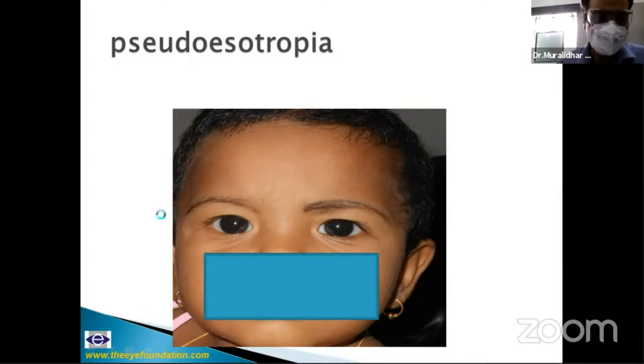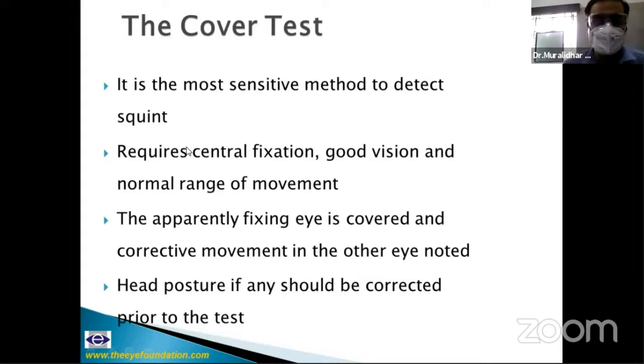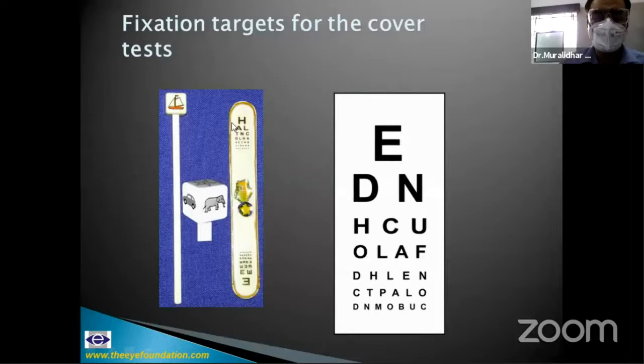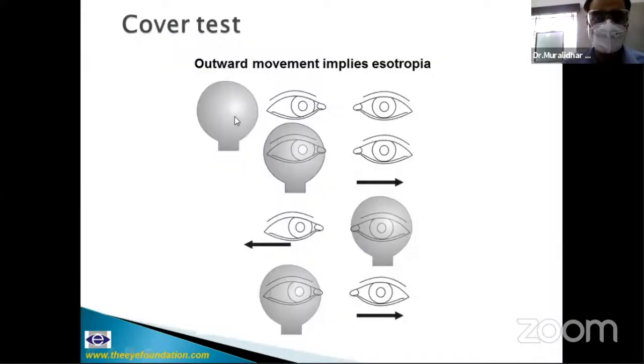So all this we need to teach our residents, and the cover test undoubtedly is the most sensitive method to detect strabismus. We need to tell them that the prerequisites for a cover test are the presence of central fixation, good vision, and a reasonably normal range of movement in the field being tested. We need to tell them that accommodative targets are to be used. They should not use a torchlight for cover test because accommodation needs to be standardized.